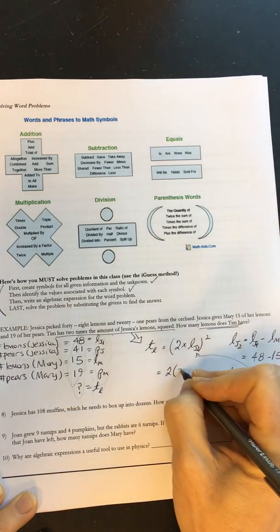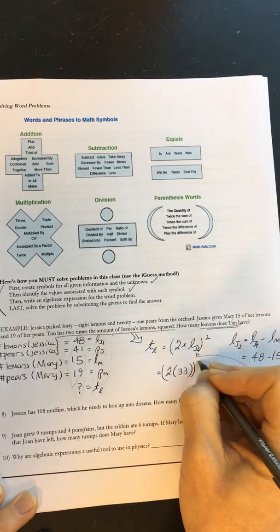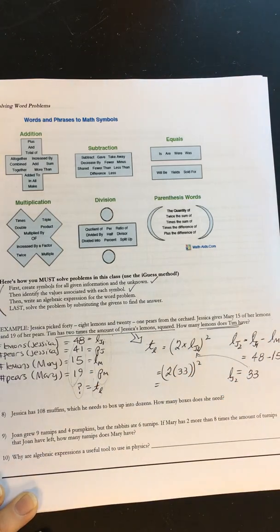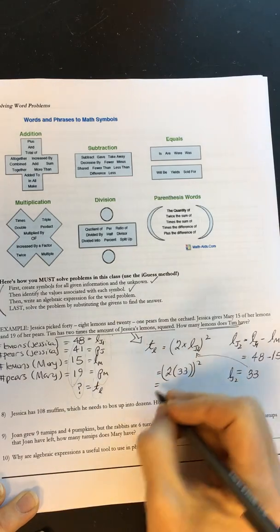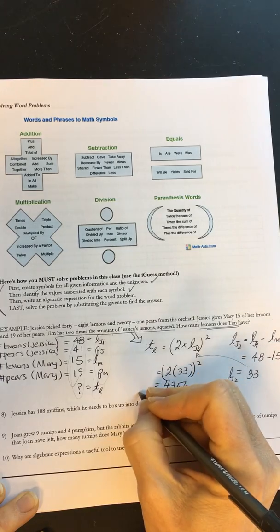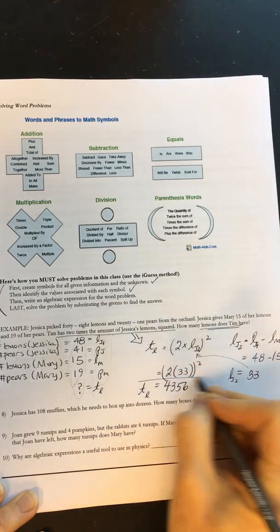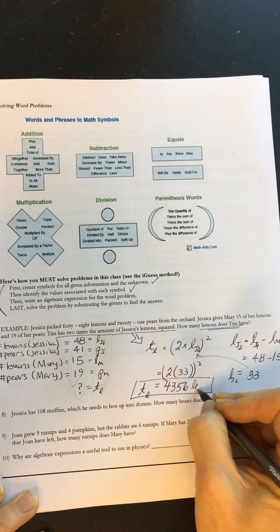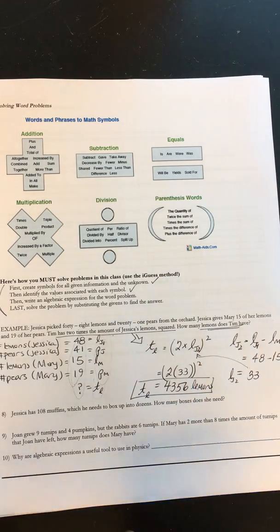So 2 times 33 squared. So 66, but this is a silly number, right? Squared, he has 4,356. That's how many lemons Tim has. So that's ridiculous, but it doesn't matter. You're solving the problem using your algebra skills, and you're making sure you're reading well.